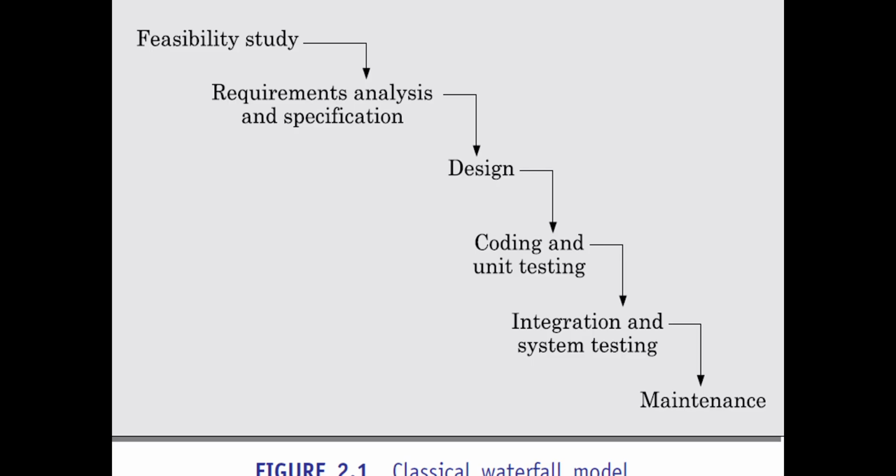This is the diagram related to the waterfall model. The waterfall model starts with a feasibility study and then requirement analysis and specification, designing, coding and unit testing, integration and system testing, and finally ends with maintenance. Here, first of all, I want to discuss about feasibility study.